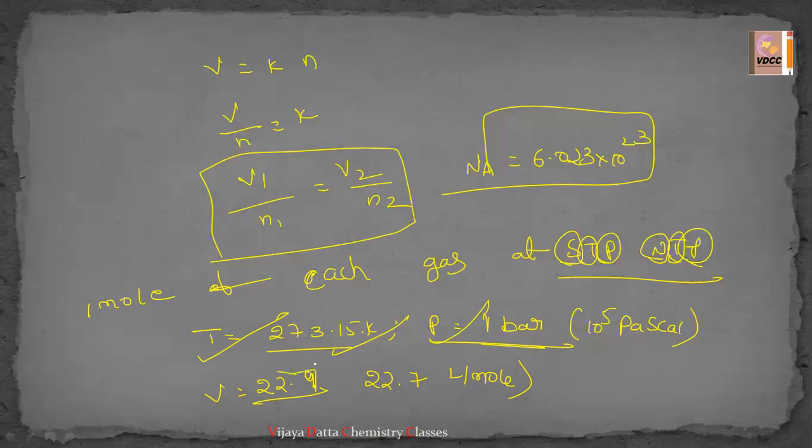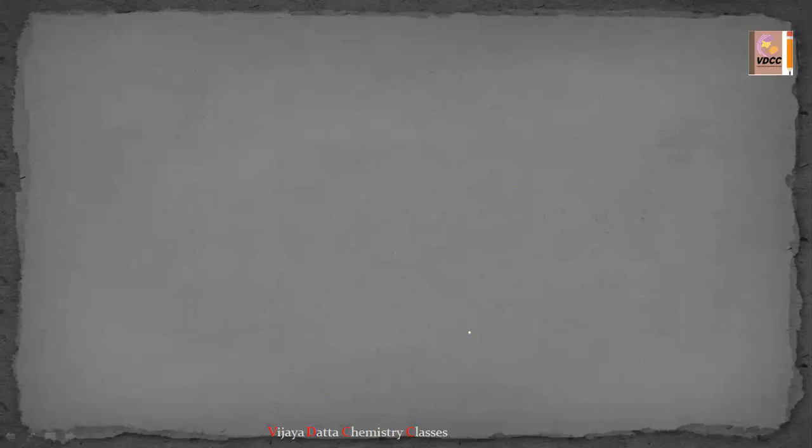22.4 actually, that has been modified as 22.7 liters per mole. Got it? So these are the standard temperature and pressure conditions, for 1 mole of each gas at STP conditions. Right? So here we can bring some more relation, that is the number of moles formula we have.